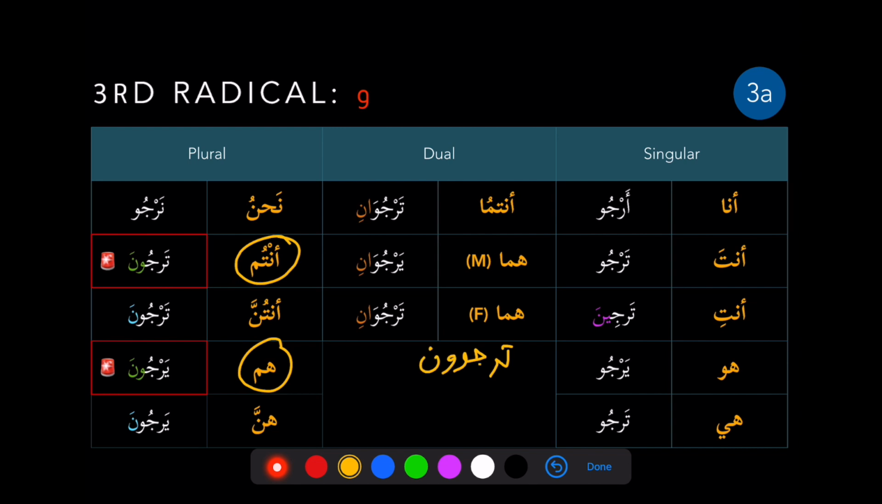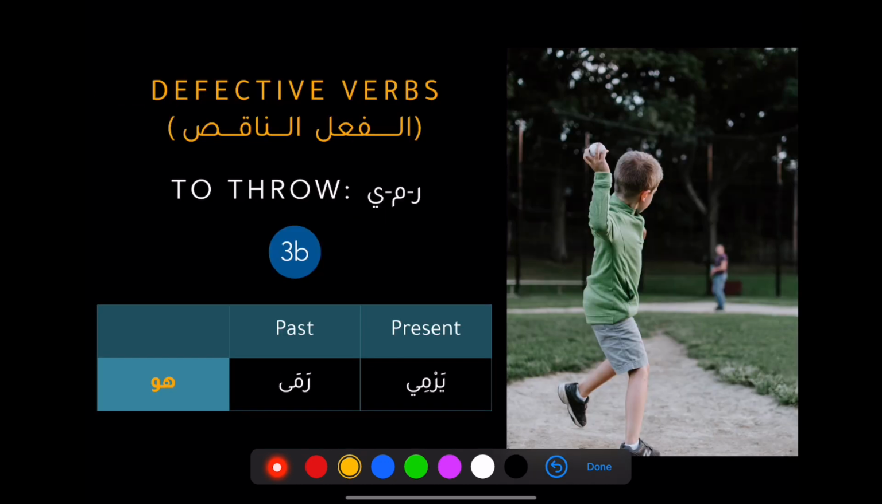But that's a mouthful to say, and so these two waws blended into one waw, and we end up with the tarjuna conjugation, antum tarjuna. You'll notice that antum tarjuna is the same conjugation as antunna tarjuna. But here, by highlighting the suffixes, you'll see that they're the same word, but they arrive at that conjugation through different paths.